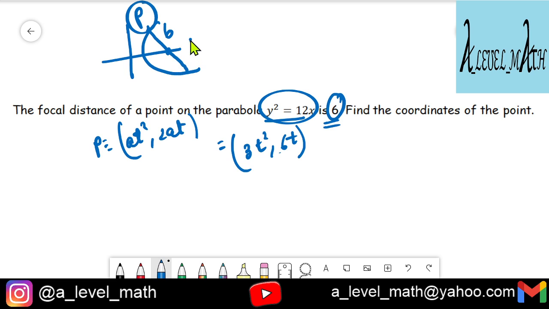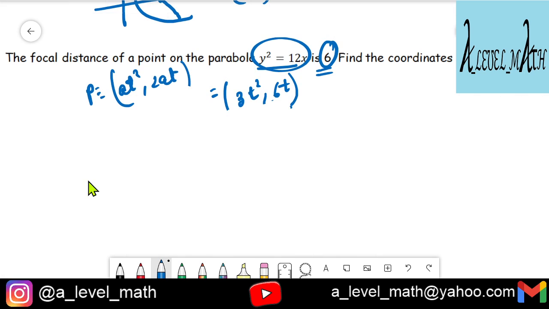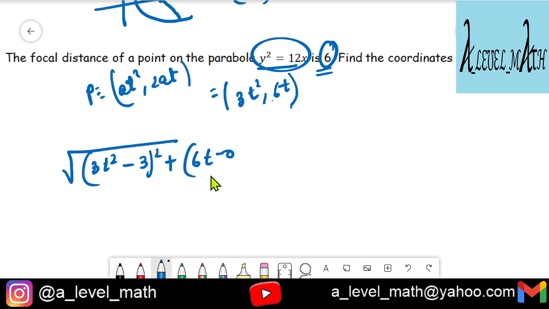What is the focus? Focus is (a, 0). We know that a is 3, so it's (3, 0). So my focus is (3, 0). And this point P is (3t square, 6t). So let's figure out the distance. The distance is root over (3t square minus 3) the whole squared plus (6t minus 0) the whole squared.